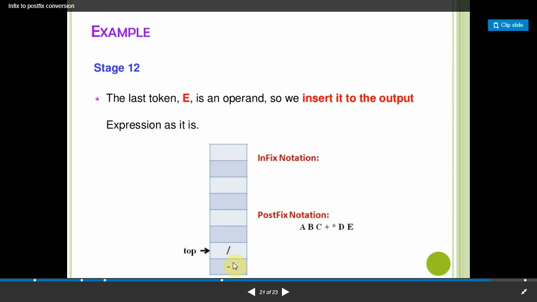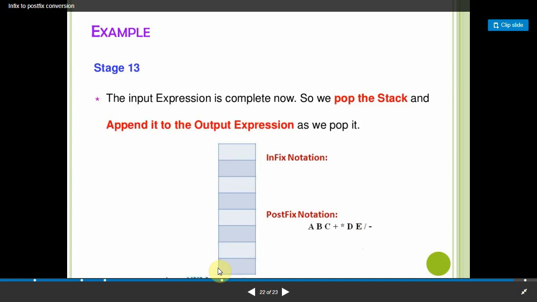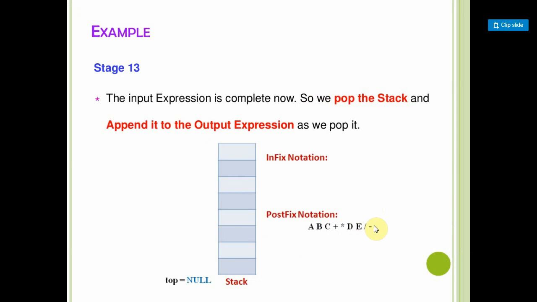Now what you have to do is pop each element one by one and append it to the output expression. So first, what is the topmost element? Division. Division will be popped and added here. First division will be added, after that minus will be added. So this is how you can convert the given infix expression to postfix notation.